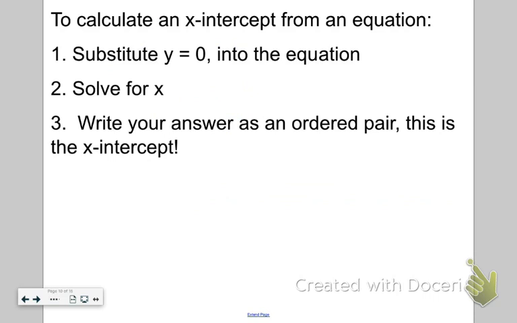Okay, so here's our first example. Take a second to jot this down in your notes. To calculate an x-intercept from an equation, your first step is to substitute y equals 0 into the equation. So think back to that graph. Any points that were on the x-axis had a y value of 0. Your second step is to solve for x. And then your third step is to write your answers in an ordered pair. That ordered pair is going to be your x-intercept. Okay, press pause on the video until you have all 3 steps jotted in your notebook.